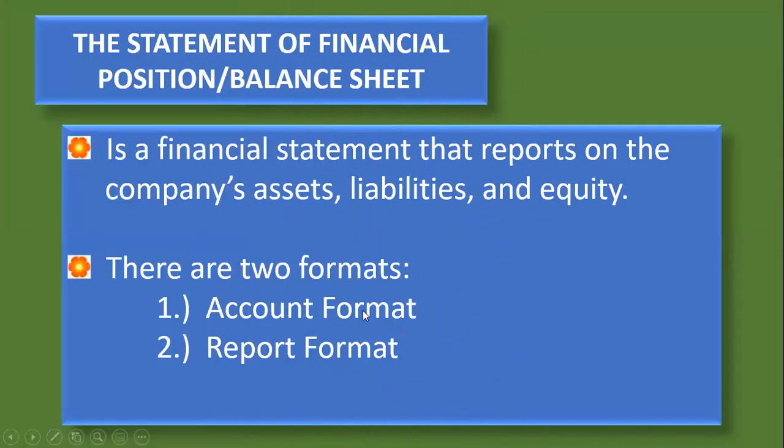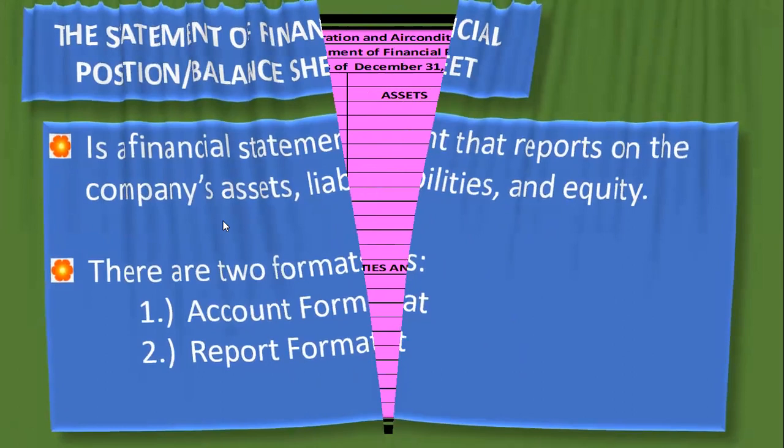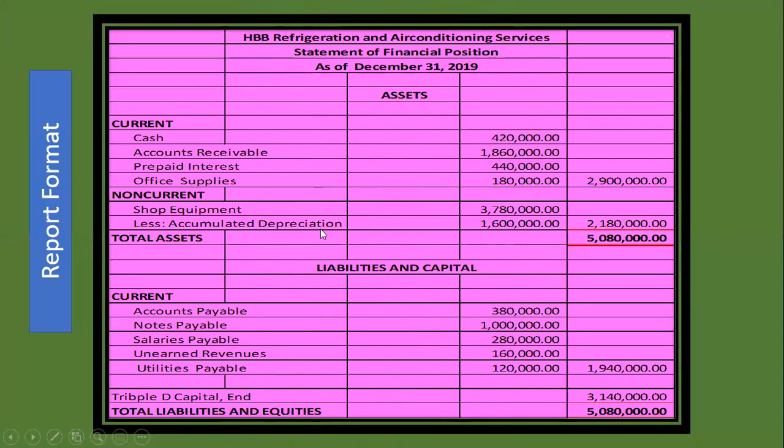Okay, then we have the statement of financial position, otherwise known as the balance sheet. It is a financial statement that reports on the company's assets, liabilities, and equity. There are two formats of a balance sheet: the account format and the report format. I will be showing you first the report format. So this is how you do it.